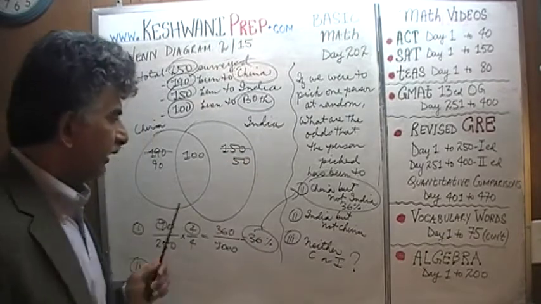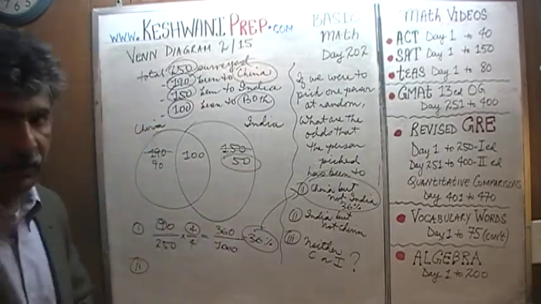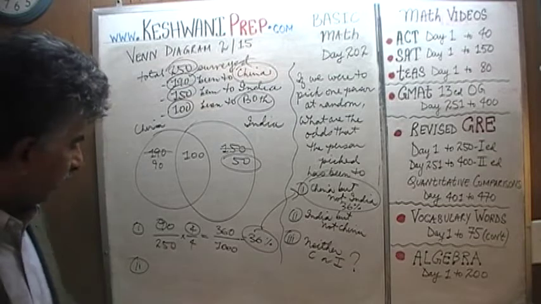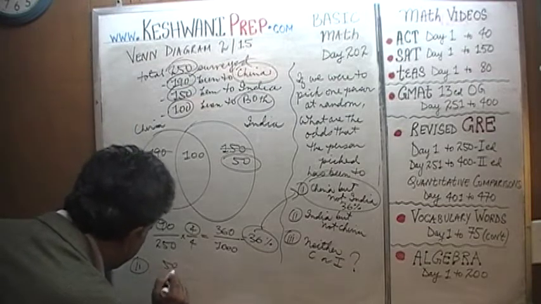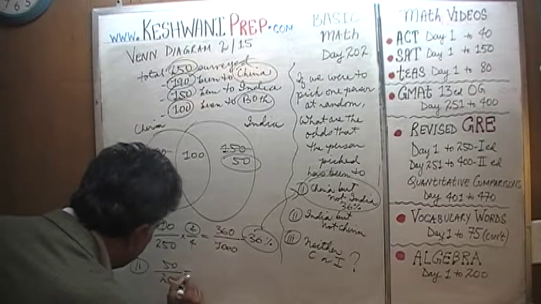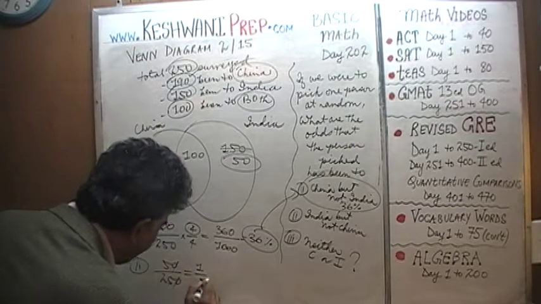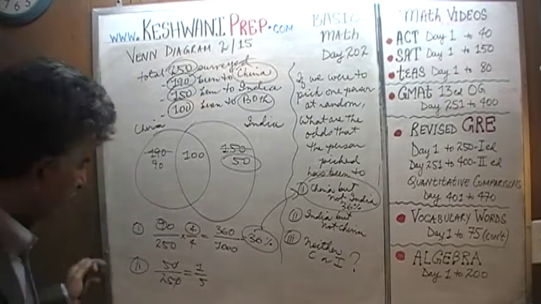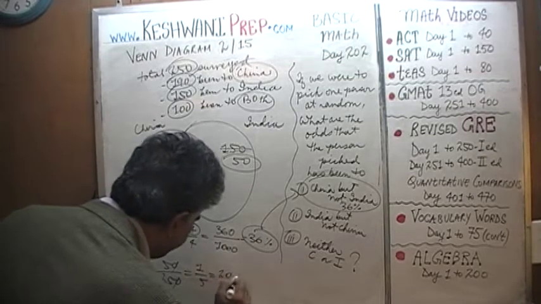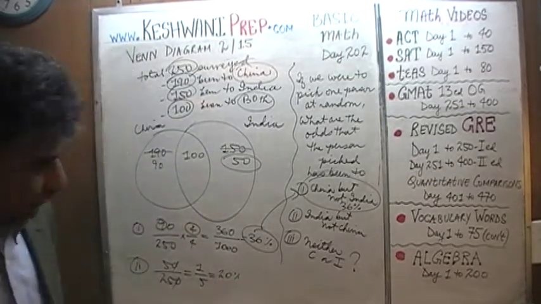In other words, there are 50 people who have been to India but not China. That's your second part. They have been to India, 50 such people out of 250. But this is very easy. It's just 1/5. 5 divided by 25 is 1/5, which is 20%. So that's it. Now let's do the neither part.